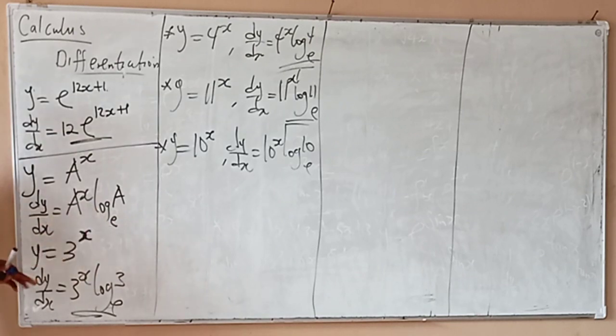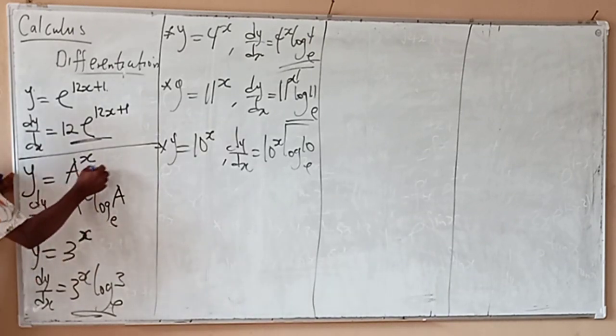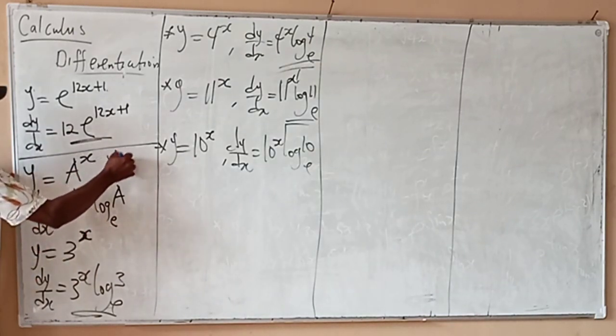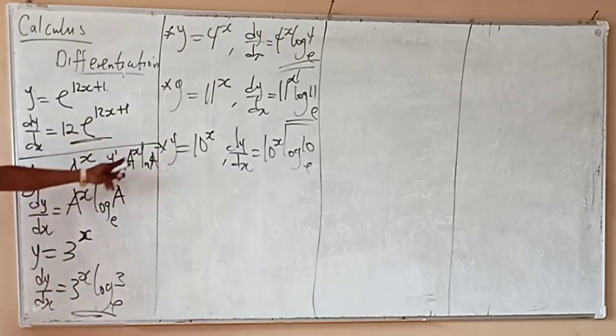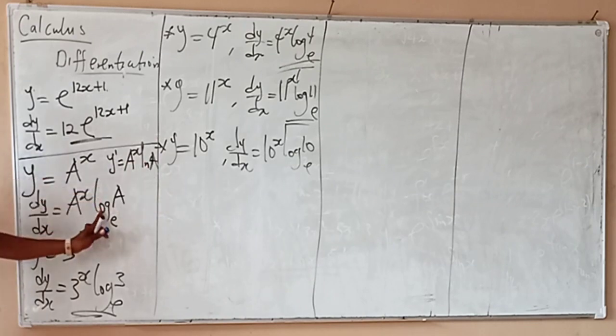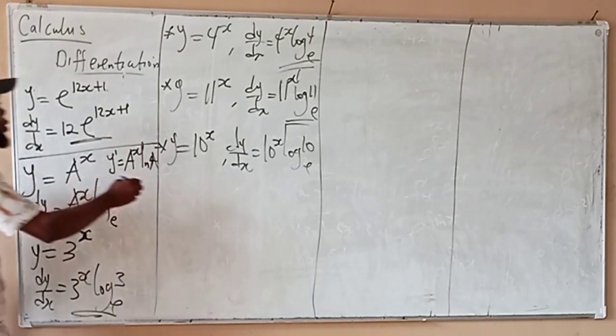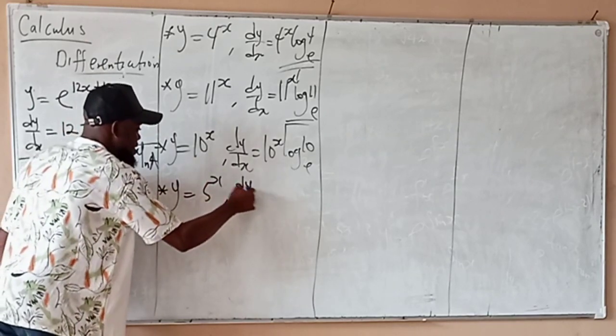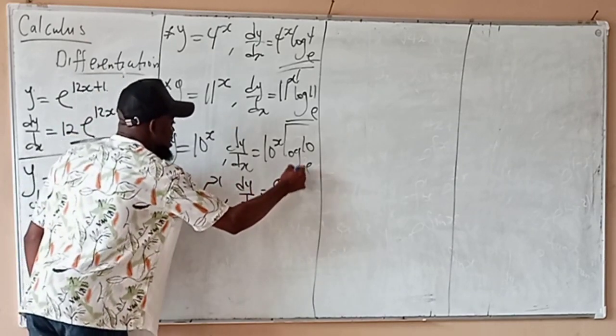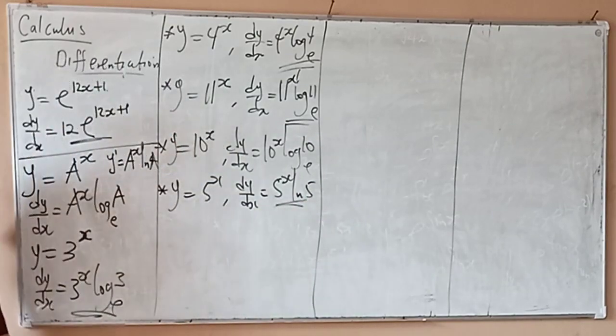And look at another thing. Remember, log to base e is the same as ln. So we can also say the dy over dx for this one is a raised power x ln a. Because ln and natural log are the same thing. Let's say, if y is equal to 5 raised power x, you can also write the answer as dy over dx is equal to 5 raised power x ln 5. Answer. That's what I'm trying to say.